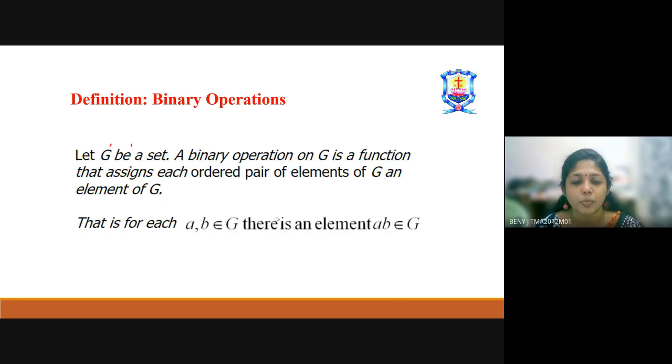Definition of binary operations. Let G be a set. A binary operation on G is a function that assigns to each ordered pair of elements of G an element of G. For example, if you take two elements A, B belonging to G, there exists an element AB also belonging to G.